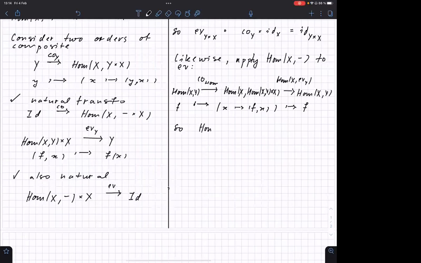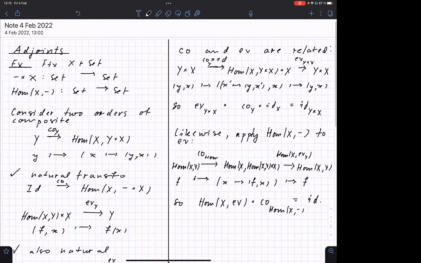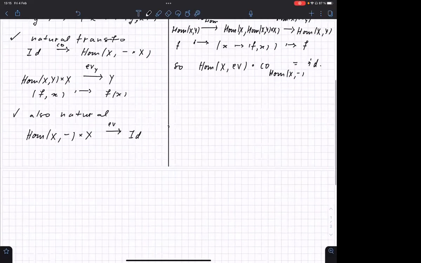This composite, which is Hom x, which is a functor applied to the natural transformation ev, precomposed with the co-evaluation on Hom x, this is the identity. And so in both orders, when I compose in this way, I get the identity. And this example generalizes in the following way. So the definition is as follows, then we'll give lots of examples. We've actually already seen lots of examples implicitly.